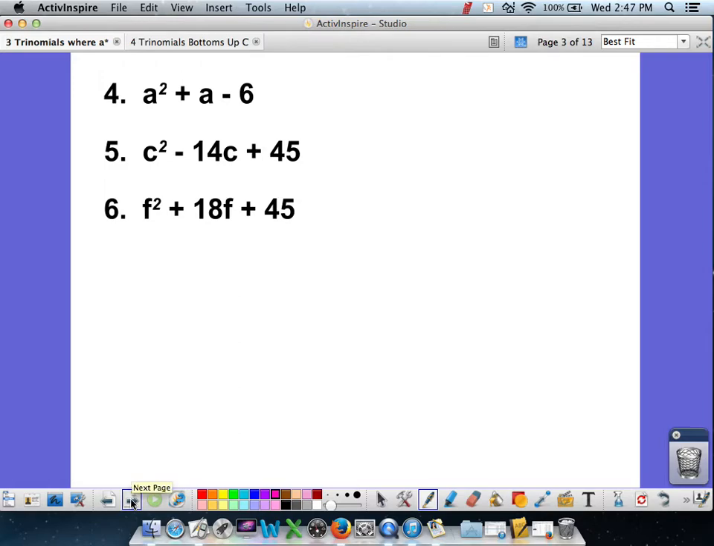Number 4, I'm looking at the factors of 6. So I'm going to set up my two binomials. The signs go to the caboose. It's a difference. So the signs are going to be plus and minus. Then I'm looking at factors of 6 that subtract and give me 1. Well, 6, that's 1 times 6, 2 times 3. The two that subtract and give me 1 are going to be 2 times 3.